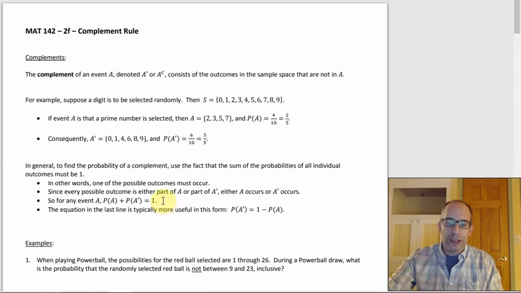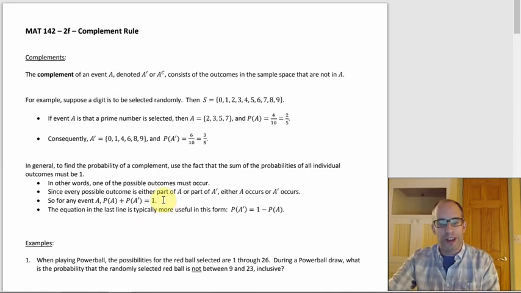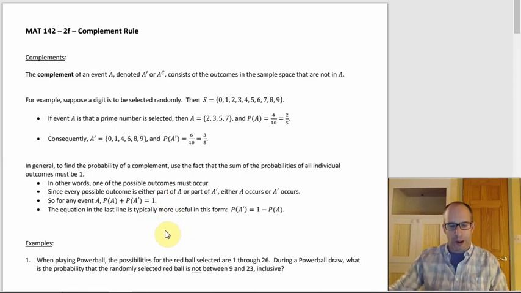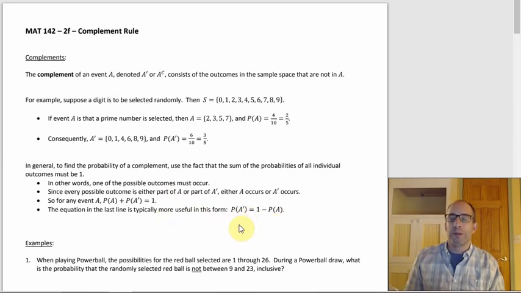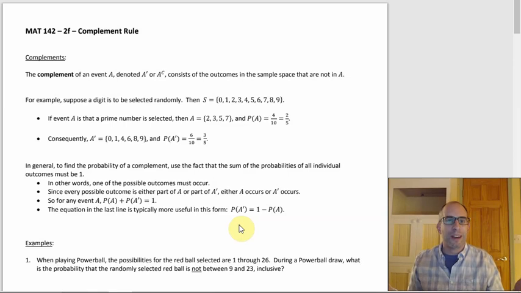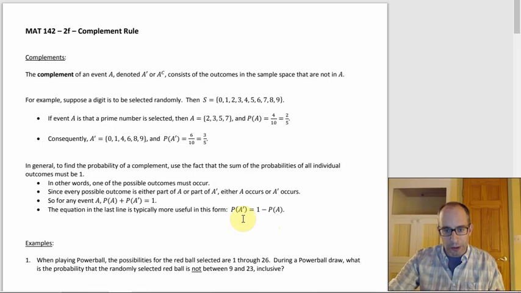So that equation, the probability of A plus the probability of A complement equals 1, tends to be a little more useful when it's solved for the probability of A complement, like it is over here. Basically, if you took this one and subtracted the probability of A from both sides, you'd end up here. Or maybe the probability of A equals 1 minus the probability of A complement. You could look at it that way too. That's the same idea from the other perspective. It's glass half full versus glass half empty. But that is typically how you use it.